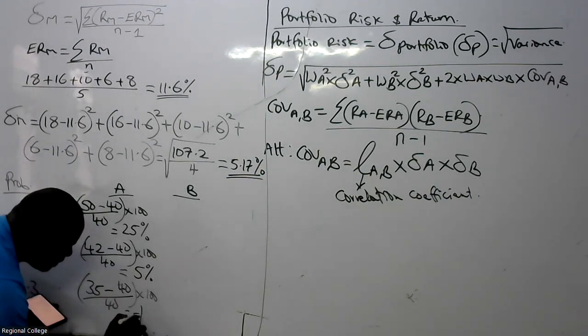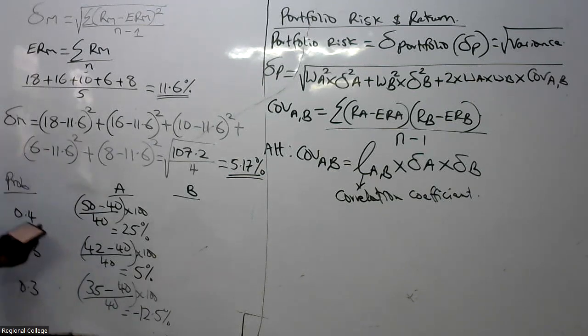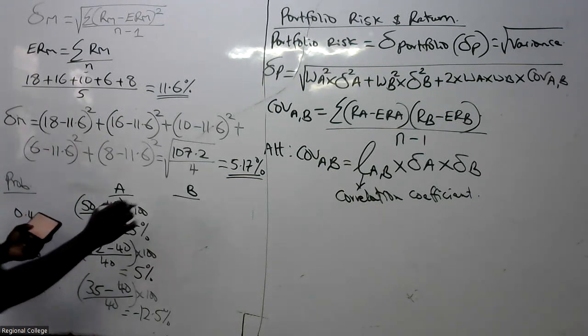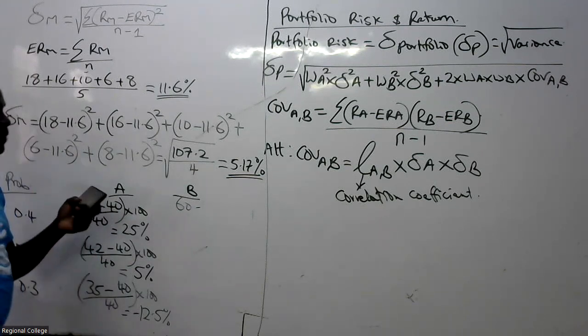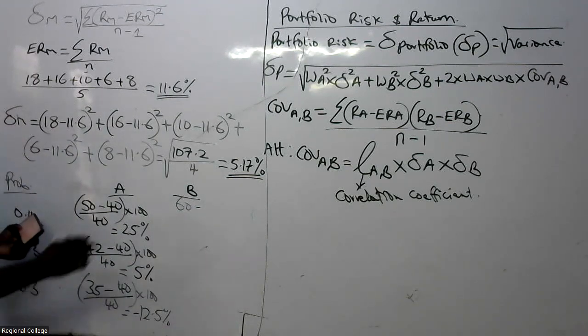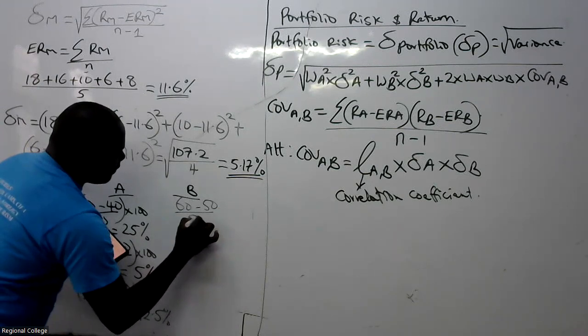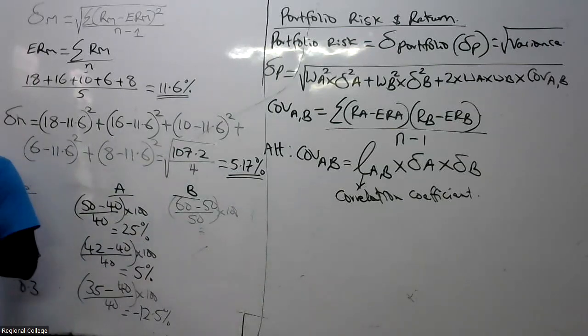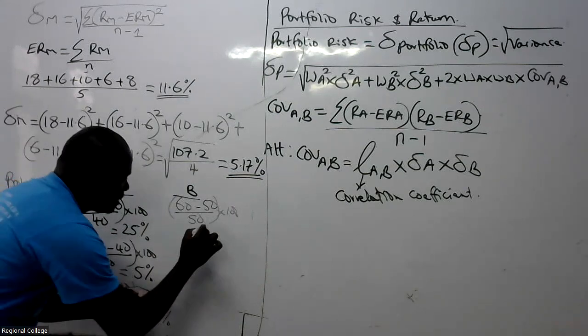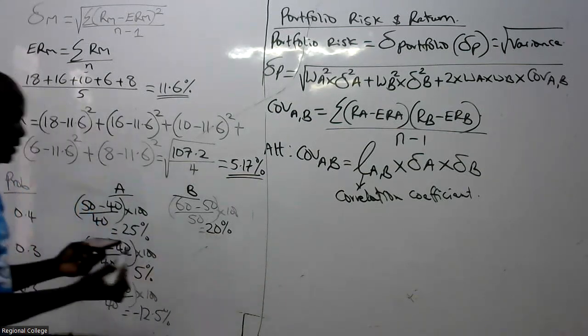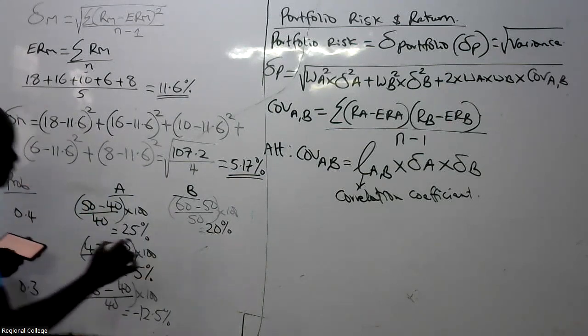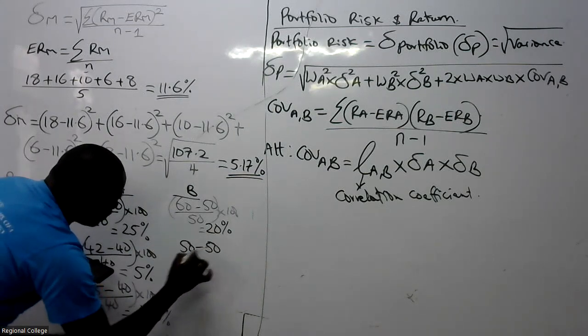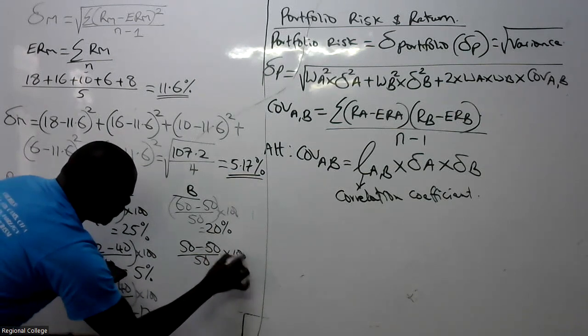Then 12.5. Now B. First one, the new price is 60. The old price of B, I think 50. Divide by 50 times 100. Next, the new price is 50. So it's 50 minus original, which was 50, over 50 times 100.